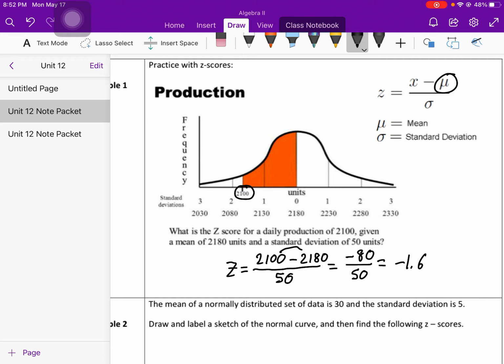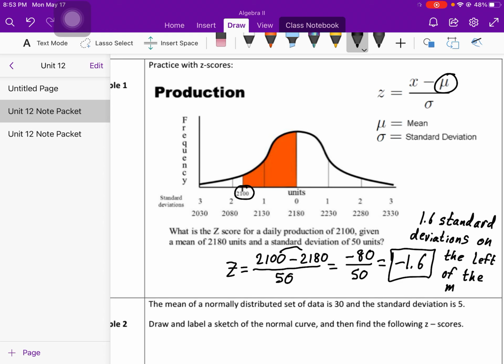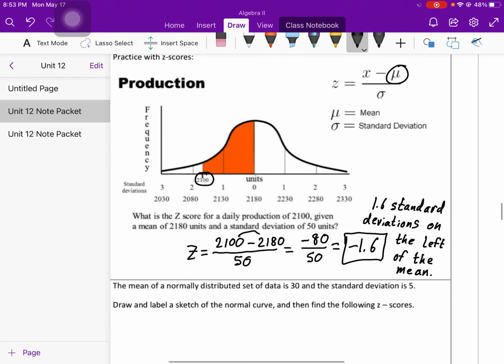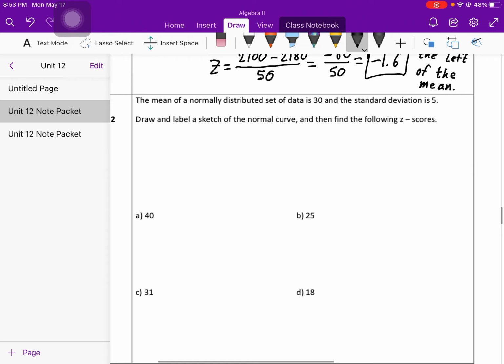And negative 1.6 is the Z-score. What that tells you is we are 1.6 standard deviations to the left of the mean. So that's another way you could write it. Now we're not going to interpret this every time. I'm just trying to explain what that means, but we are approximately 1.6 standard deviations away from the mean with that number of negative 1.6.